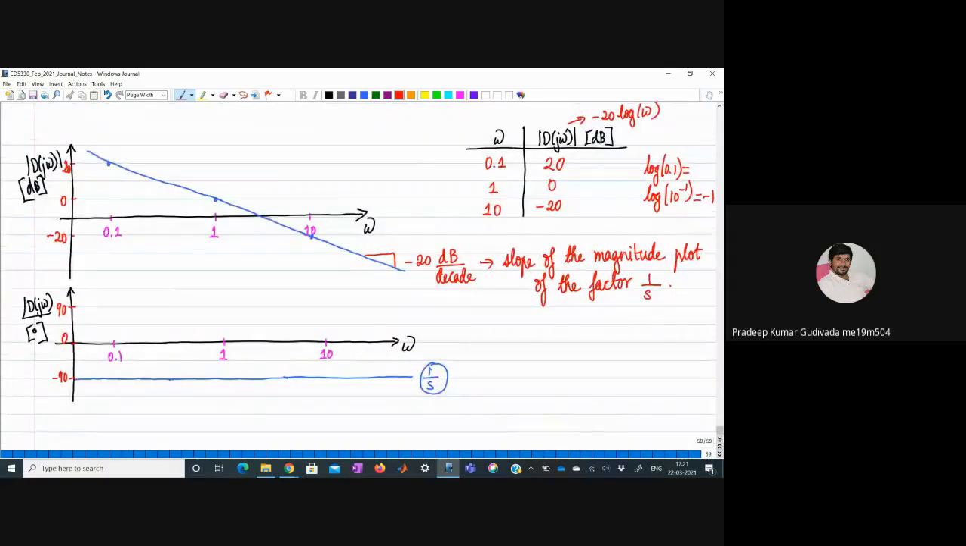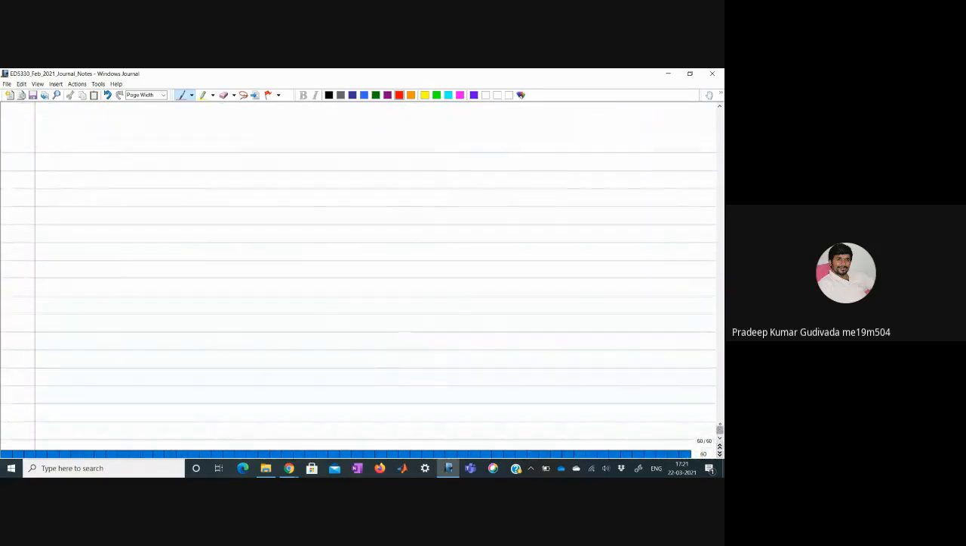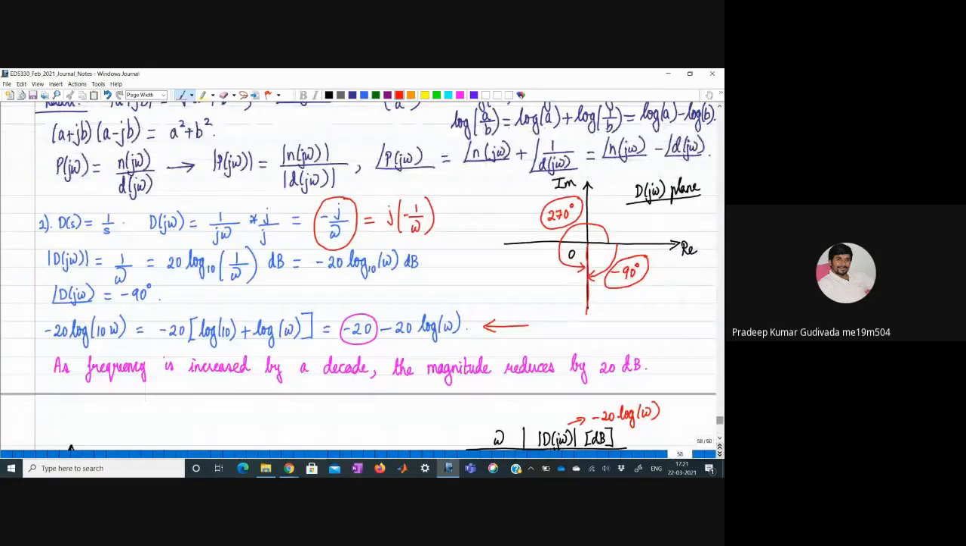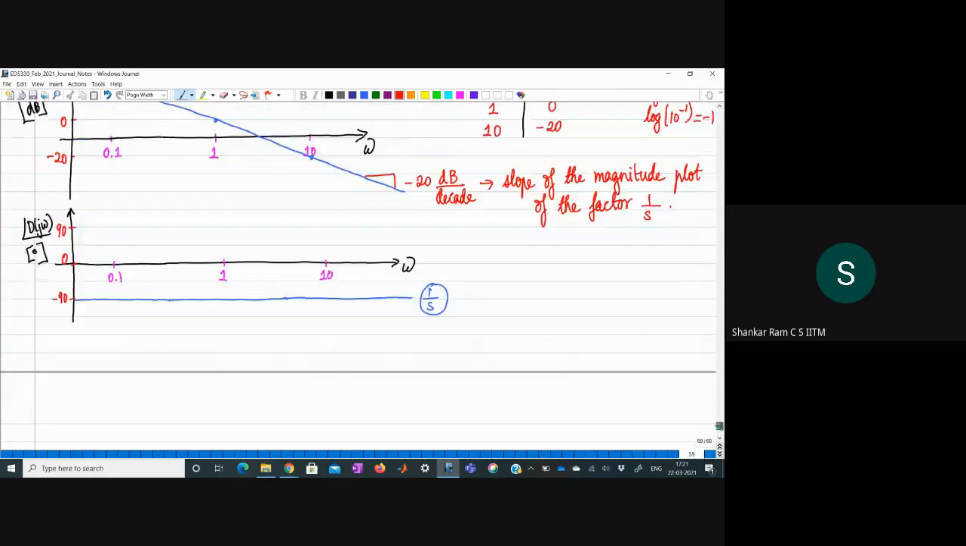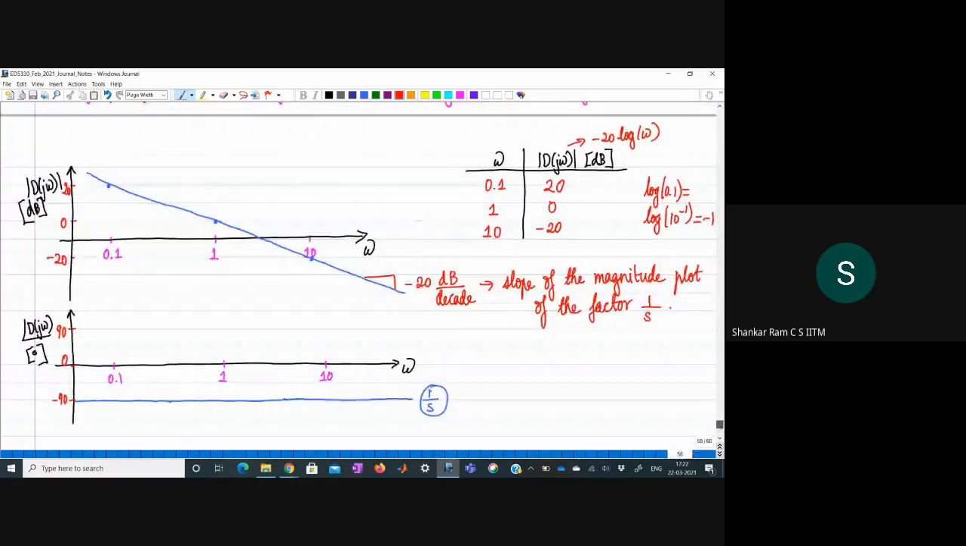Professor, one general question. On the same lines, when we have an imaginary term, then we'll have minus 90. We have j, only the imaginary part, j of minus 1 by omega. So all values lie on the negative imaginary axis. So when will we have some positive imaginary points? We are going to come to that shortly. That's the next factor we are going to look at.